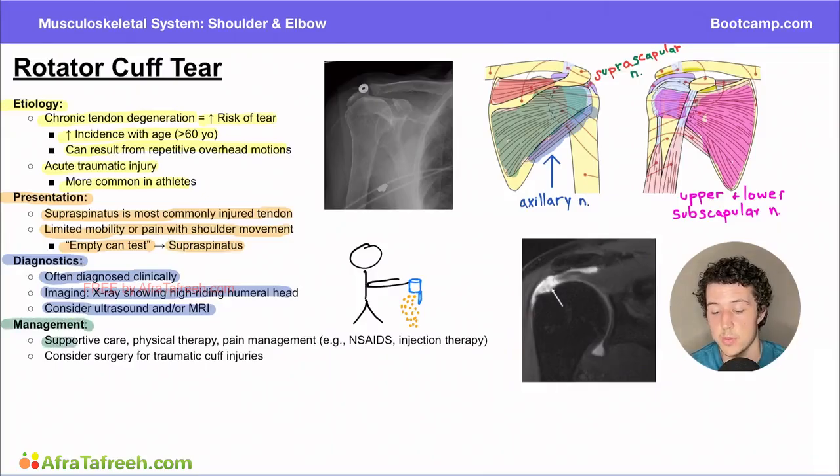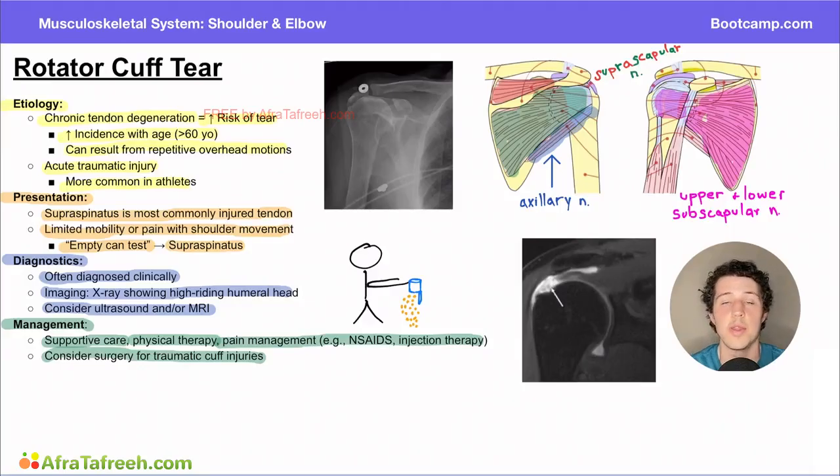Now let's talk about management of these patients. We will recommend supportive care, which will include rest of the injured muscle, physical therapy in order to strengthen the muscle, and pain management for the symptoms of the patients. That may be NSAIDs, and it may be injection therapy, which is injecting pain medication directly into the shoulder in this case. And of course, we must always consider surgery, especially for traumatic cuff injuries. You better believe Kobe Bryant got his surgery done.